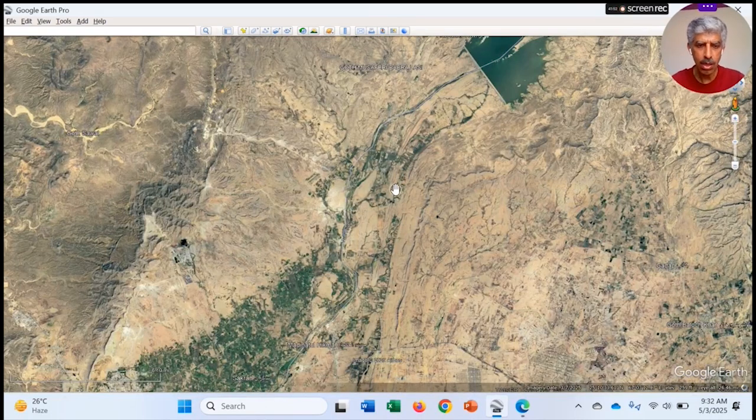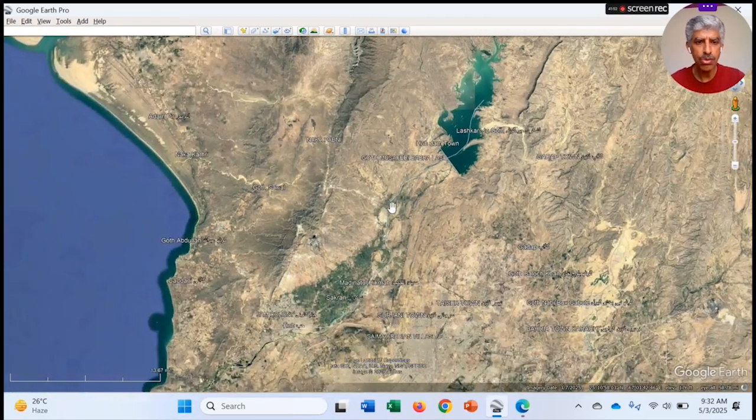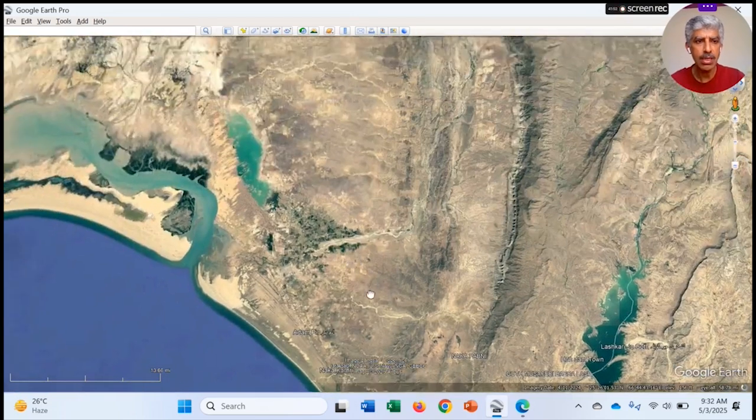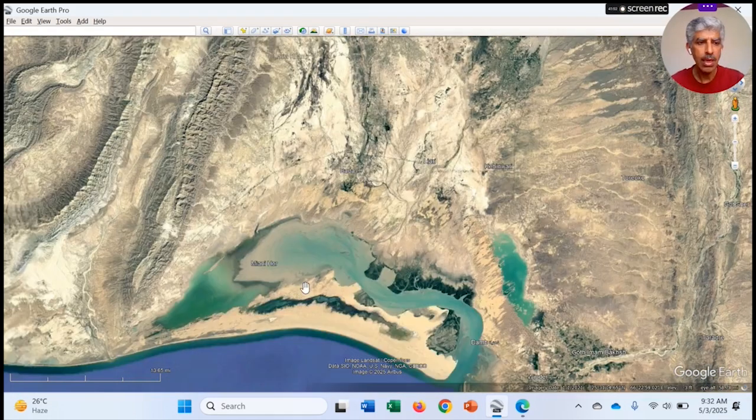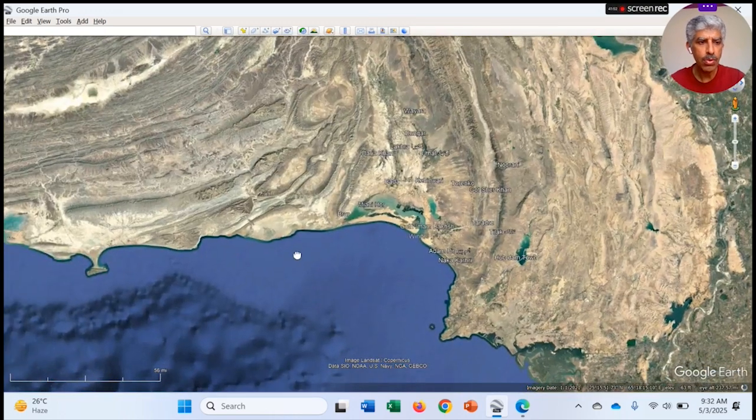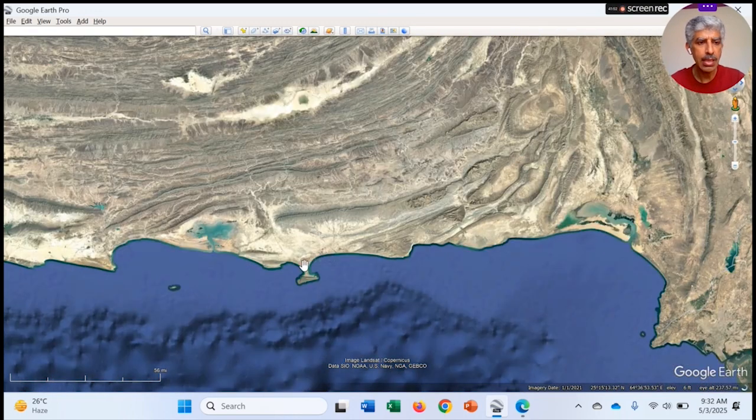So this is all about the drainage patterns, and certain other smaller rivers like River Hingol and River Dasht are here, and certain smaller lakes are also found right at the coastal areas of Pakistan. So hopefully the things are quite understood for you all. And this is for today's lesson.